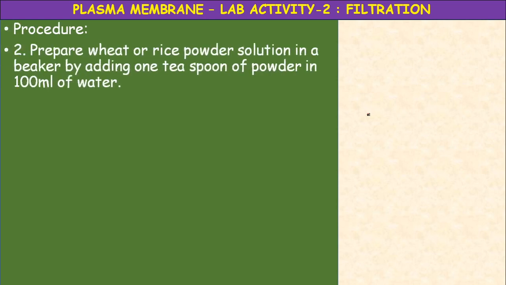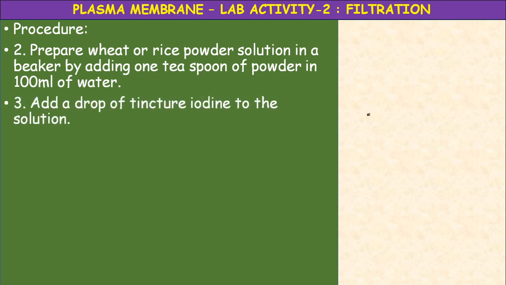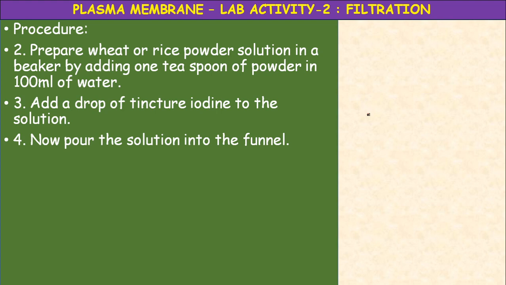So the second step in the procedure: prepare a wheat or rice powder solution in a beaker by adding 1 teaspoon of powder to 100 ml of water. Okay, add a drop of tincture iodine to the solution. Here, as we have made a starch solution, when you add tincture iodine, it turns blue in color.